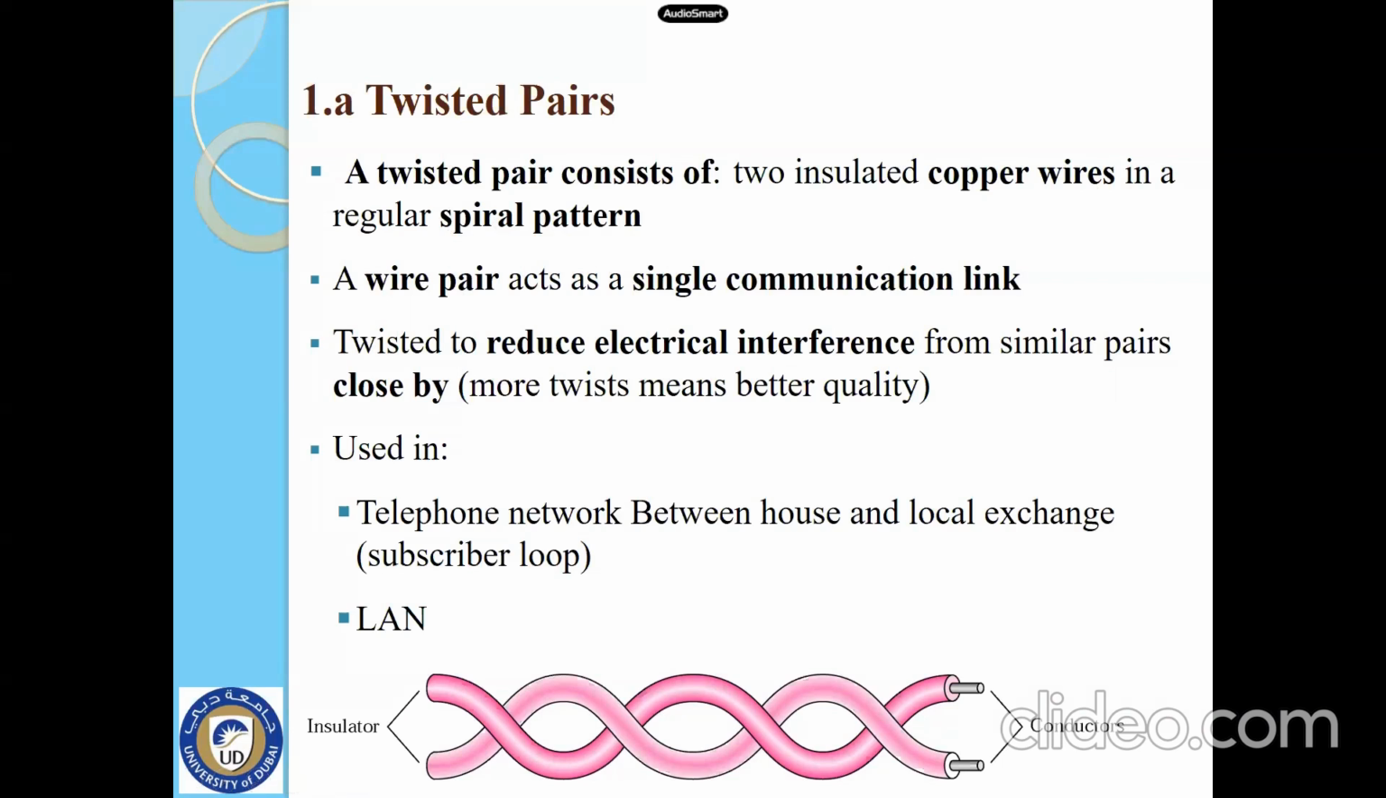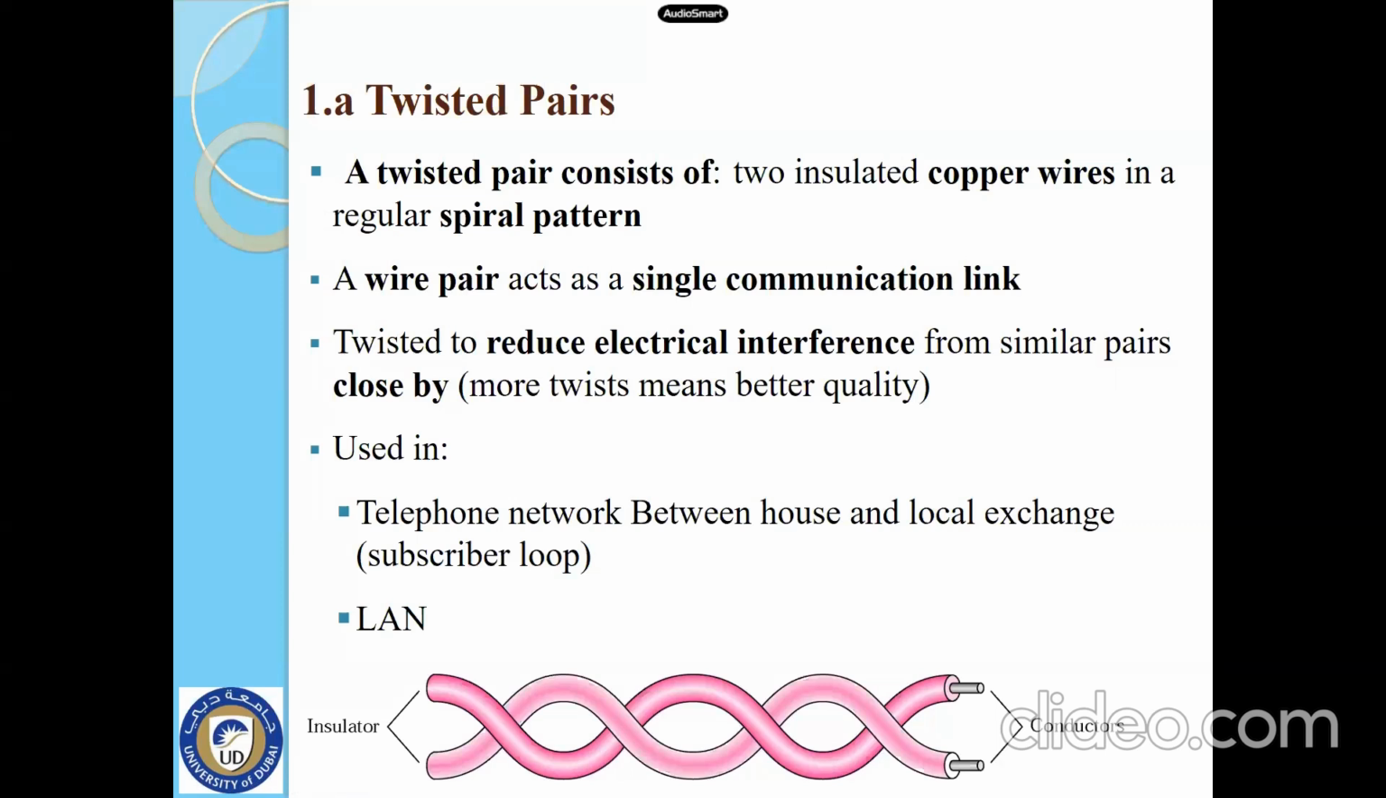A wire pair acts as a single communication link. Each pair is a single link, so it either sends or receives, it does not do both. Even though it's 2 wires, they work as a single link. Keep that in mind. They are twisted to reduce electrical interference from similar pairs close by, and the more twisted the wires, the better the quality. That's a typical short answer or essay question: why do we do twisted pairs? Why don't we have them as straight lines? To reduce electrical interference from other wires or other pairs.